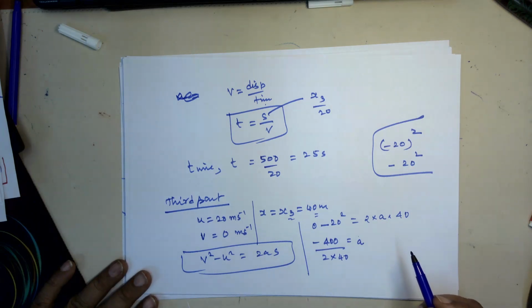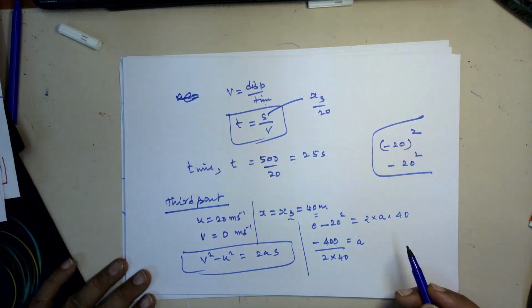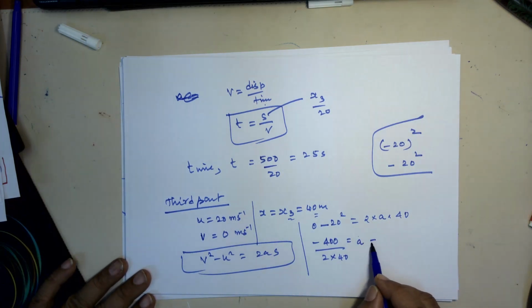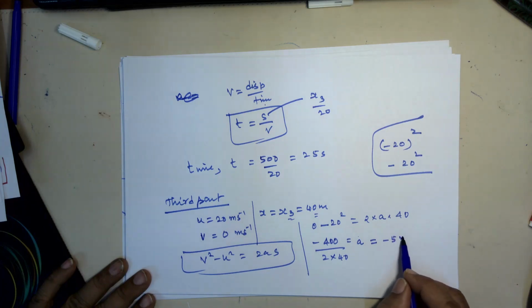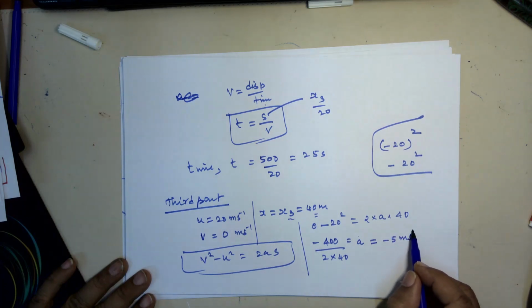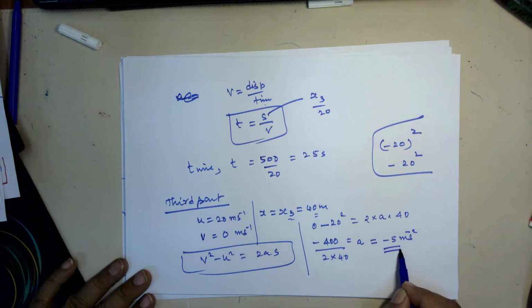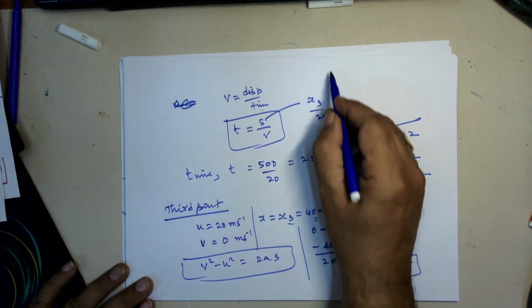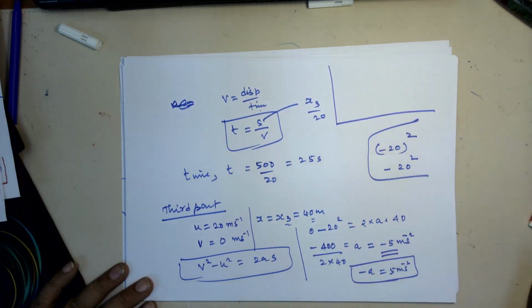Now what is the answer? Minus a is equal to 5 meter per second squared, so a is equal to minus 5 meter per second squared. And that is why we call this a retardation. I hope you should be able to understand this. So minus a means retardation, 5 meter per second squared. You can make this plus. So this is the final answer. Now let me summarize all these answers.